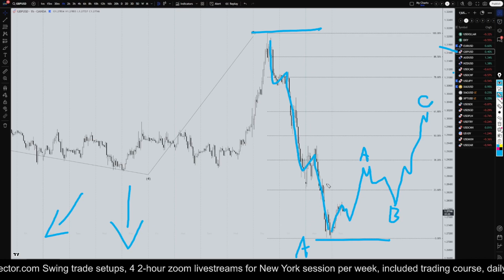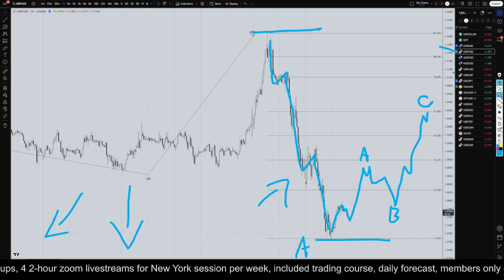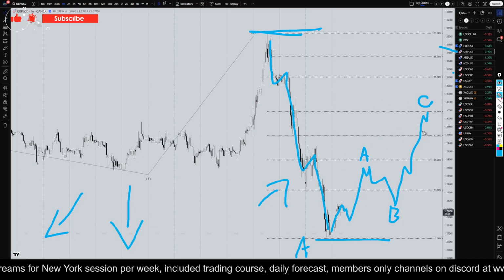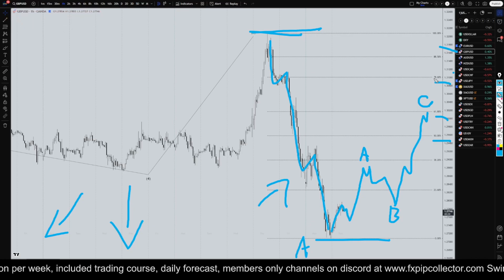I would expect this move up to likely be a correction to the last trend down, which is why we put our Fibonacci retracement on there. We look for some sort of an Elliott wave corrective pattern, most likely up to one of these higher mid-range Fibonacci levels, like the 78, the 61, and the 50%.